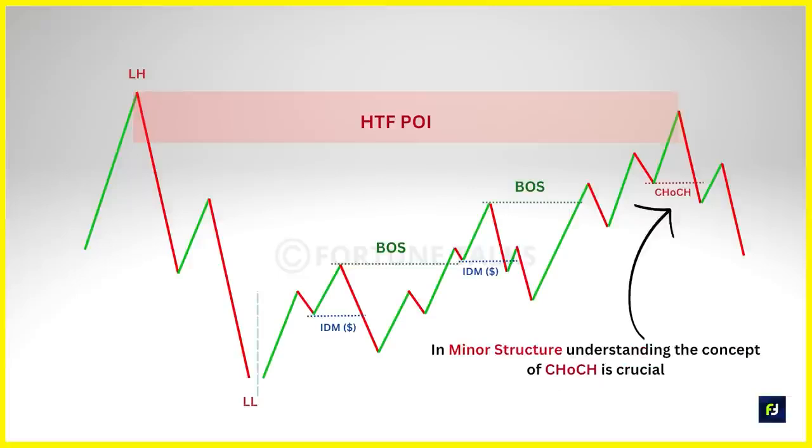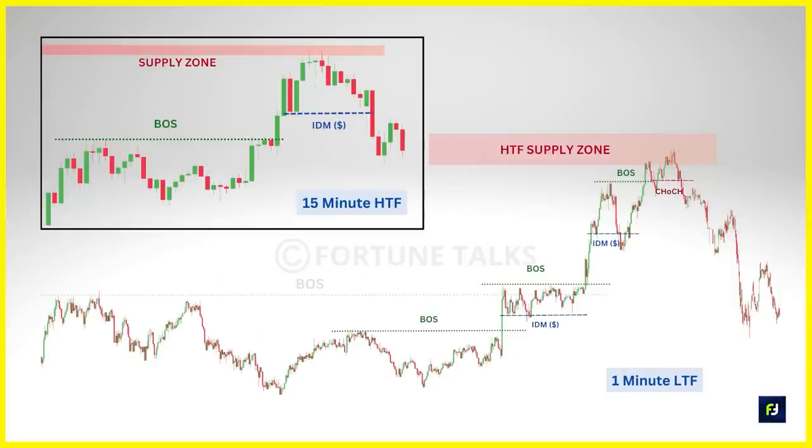But there is a small change in concept when it comes to minor inducements and change of character in a lower time frame internal market structure. So let's clear that out. So this is a bullish market structure on a higher time frame, and to the right is how the lower time frame structure looks like. And as you can clearly see, in the lower time frame, the internal price swings are quite detailed and visible.